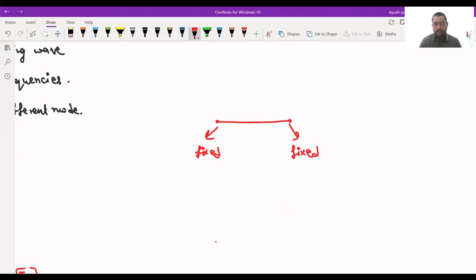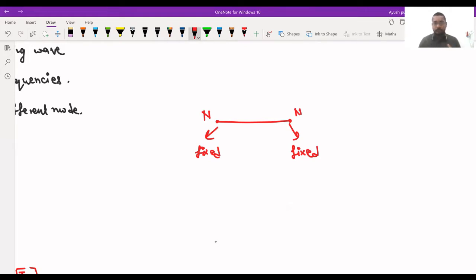Now if it is fixed here and fixed here, that means nodes should be formed here. Again, I am assuming that you understand the basics of standing waves because all these things, nodes and antinodes, have been covered in the standing wave video. If you haven't understood the standing wave, then you can watch my video on the standing wave also.